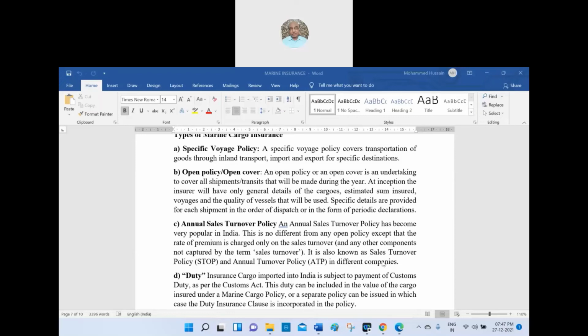Annual turnover is what we use for the income tax we pay. Annually you calculate how much you earned, how much you spent, how many dependents, the medical facility, medical bills, and the standard deduction. After deducting these only, you pay tax on the amount which is extra, the amount which is taxable. Is it or not? Yes, sir. Now let us see the D point, what it says.